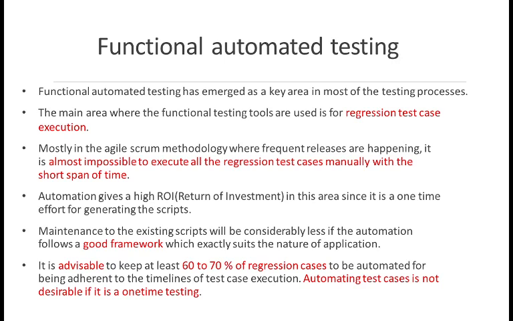Using automation gives a high ROI, return on investment, in this area, since it is a one-time effort for generating the script, and using a good framework to consider the maintenance for software test automation. It is advisable to automate 60 to 70% of regression cases to adhere to the timelines for test case execution. Automating a test case is not desirable if it is a one-time test.